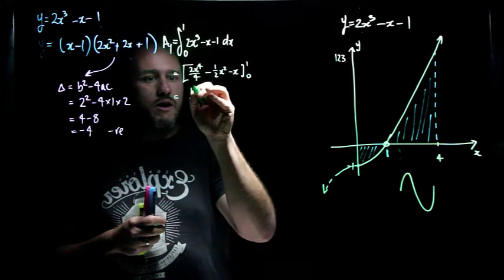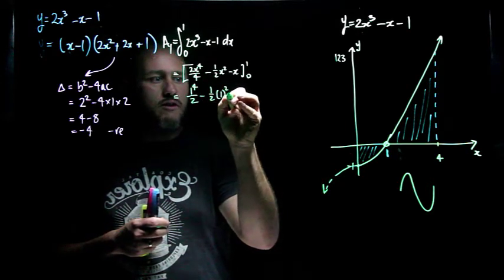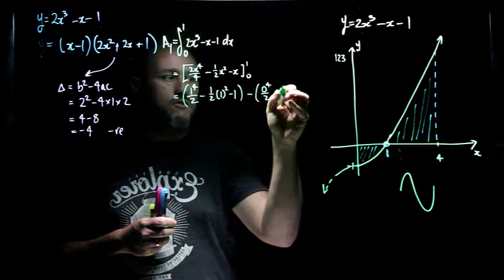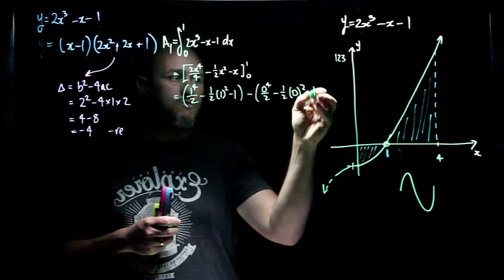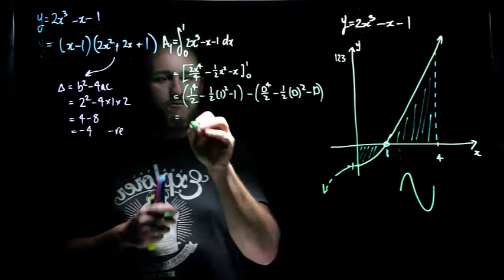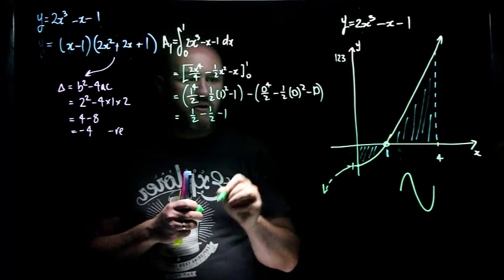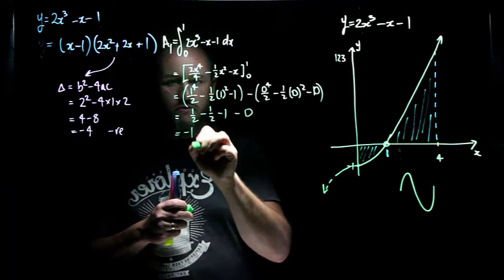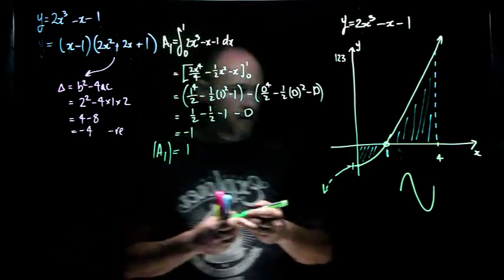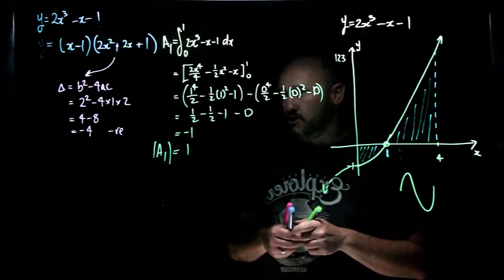But I get 1 to the power of 4 over 2 minus a half times 1 squared minus 1, minus 0 to the power of 4 over 2, a half times 0 squared minus 1 times, so minus 0, substitution there, and that gives me a half minus a half minus 1, and then minus 0, which gives me negative 1. But I want the positive area, so area 1 is equal to 1. So that's got an area of 1, but it comes out as negative 1 in the definite integration.